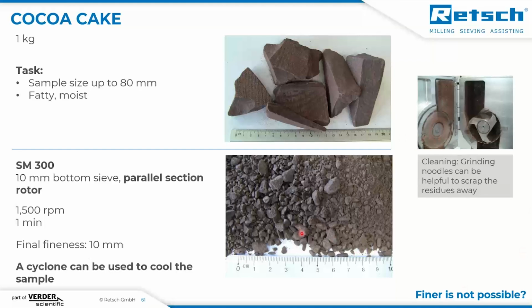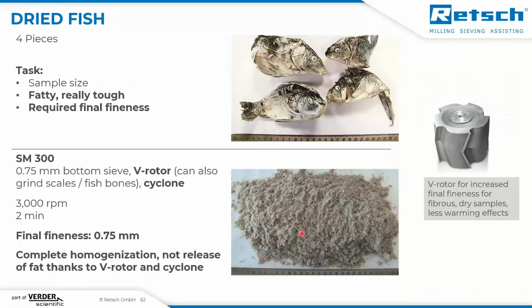Finer is not possible, is the question over here. As I told you before, the cutting mills are used for pre-crushing samples, but we can go slightly or a bit finer depending on the sample. So in this case, dried fish, it was freeze-dried fish, very tough and really fatty. And here the customer asked us, hey, can we maybe do this in 1 mill? Can we try this?